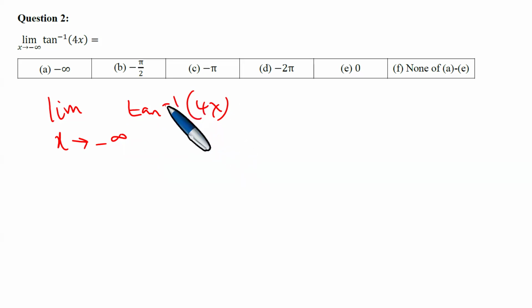Okay, let's look at this one. You have arctan of 4x. What do you think this limit is? What would you think this limit is exactly? What would you think this limit is precisely? Let me know when you're done, please.